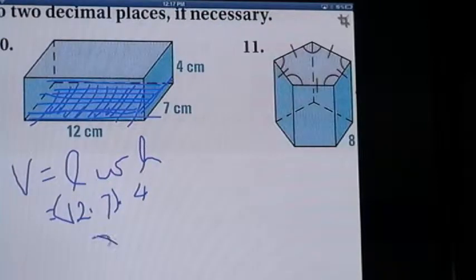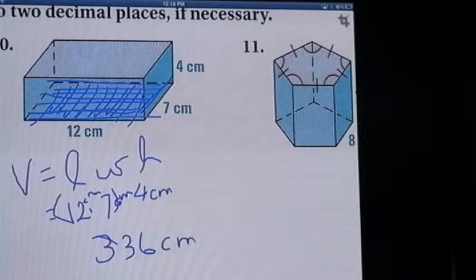So for number 10, it's 336. And this is centimeters. 12 centimeters times 7 centimeters times 4 centimeters. So this will be centimeters cubed.